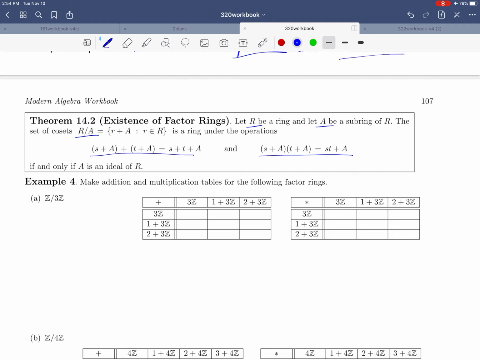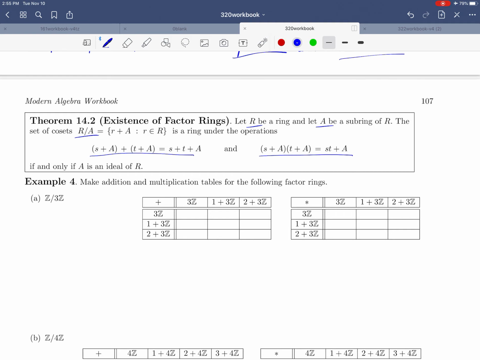A is an ideal. And so, at this point, this shouldn't be too big of a surprise to us, because we came up with the idea of an ideal so that we would be able to define these two operations, addition and multiplication, in the way that we wanted them to work. So let's look at example 4, where we are seeing two factor rings in action.